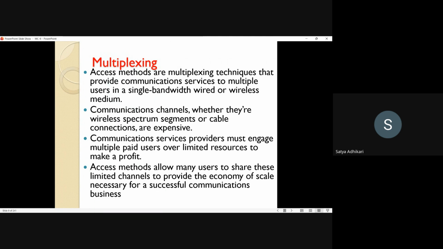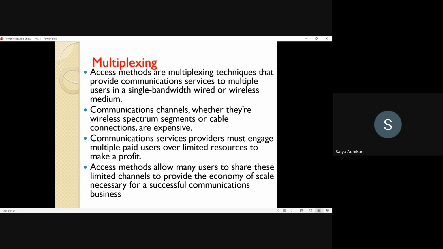So communication channels, whether they are wireless spectrum segments or cable connections, are expensive. So communication service providers must engage multiple paired users over limited resources to make a profit. The access method allows many users to share this limited channel. The channel is limited, but multiple users can use it to provide the economics of scale necessary for a successful communication business.